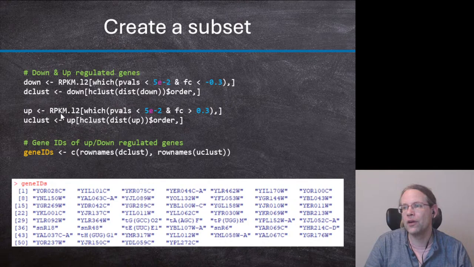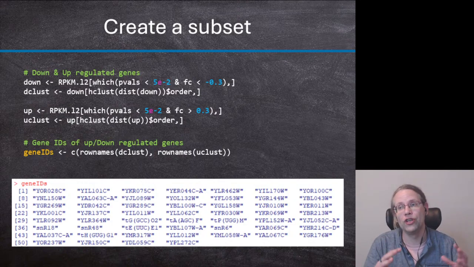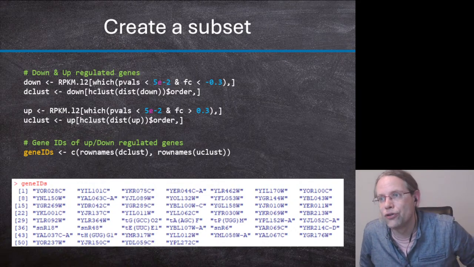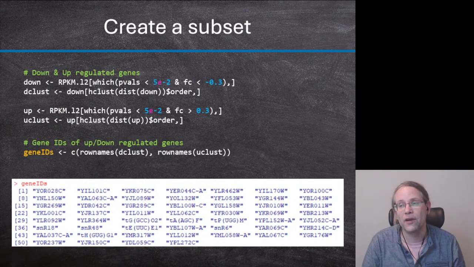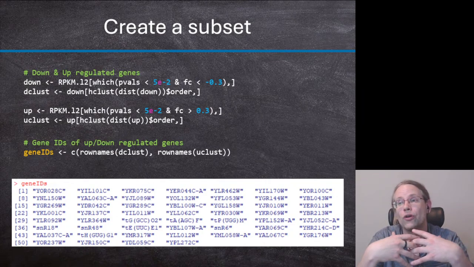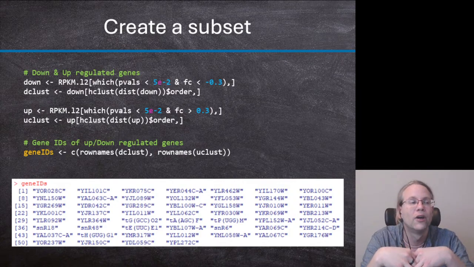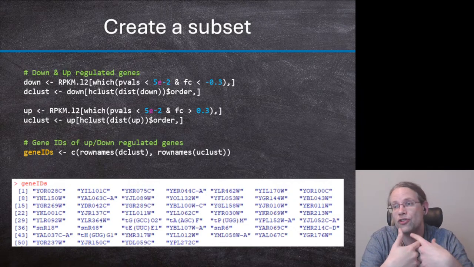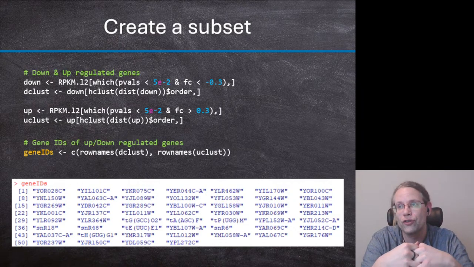And I'm going to do the same thing for the up-regulated ones. So I'm going to just now flip the sign, right? So I'm going to say fold change has to be larger than 0.3. So I'm going to ignore the genes which are significantly different but don't have a large fold change, because we assume that the genes that react the most, right, which change their expression by a factor of 2 or a factor of 4, are much more interesting than genes which do not really change their expression that much. Of course, this is an assumption. The assumption might not be true, but generally these are the genes that we look at first.